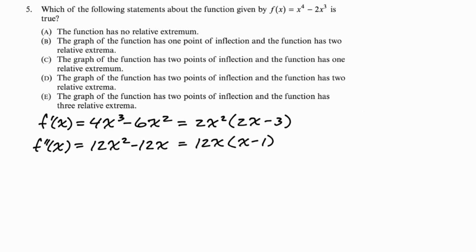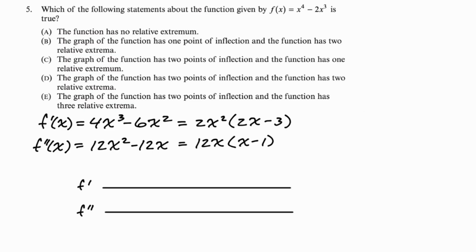So for f prime, I know that the zeros are 0 and 3 halves. For f double prime, I know the zeros are 0 and, I'm sorry, 0 and positive 1. All right, so I'm going to set up my sign charts. We got f prime, f double prime, 0 and 3 halves.